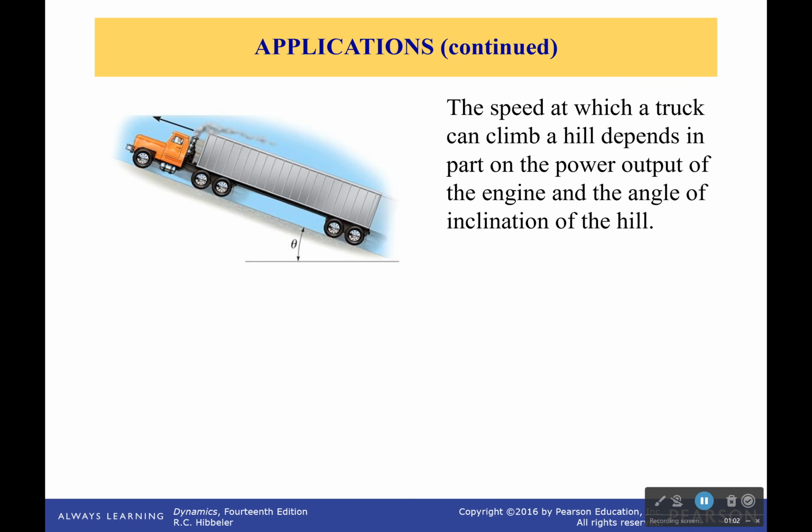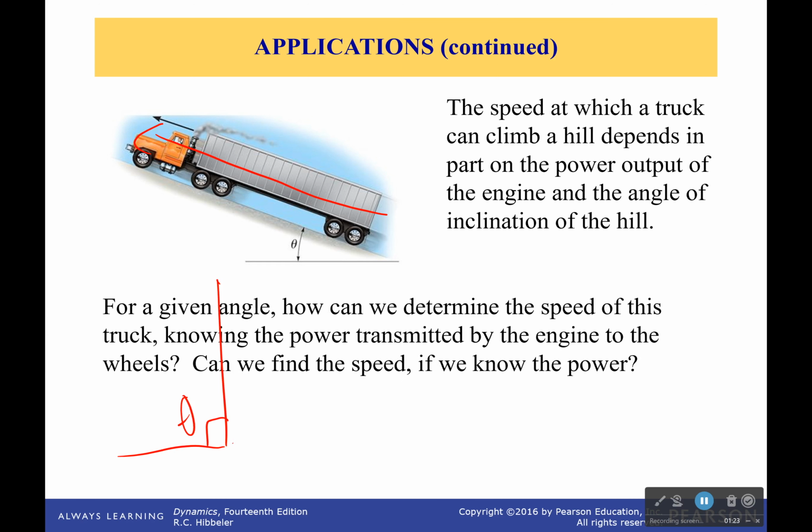Okay, let's look at a second application here. So we have a truck and it's going up a hill. And we know the speed at which a truck can climb a hill is going to depend on the power output of that engine as well as the angle of the hill. I mean, if it's that angle, well, nothing that guy's going to be able to do. So, with that in mind, if we know the angle, can we determine the speed of the truck?